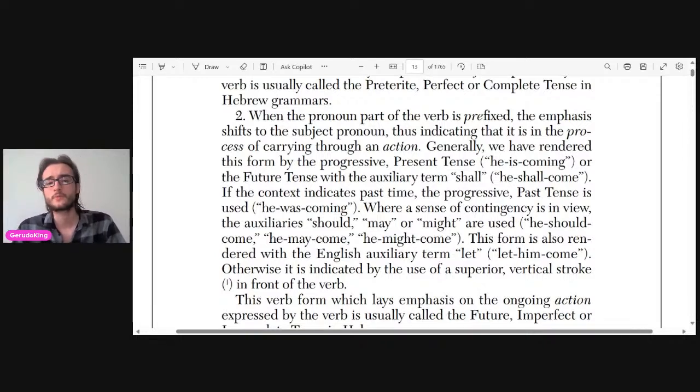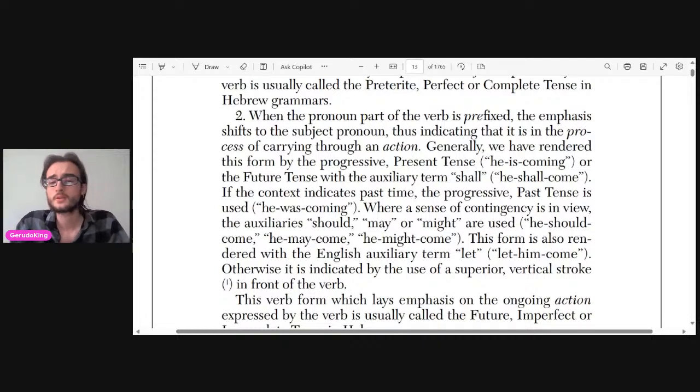Generally, we have rendered this form by the progressive present tense, he is coming, or the future tense with the auxiliary term shall, he shall come. If the context indicates past time, the progressive past tense is used, he was coming. Where a sense of contingency is in view, the auxiliaries should, may, or might are used. He should come, he may come, he might come. This form is also rendered with the English auxiliary term let him come.